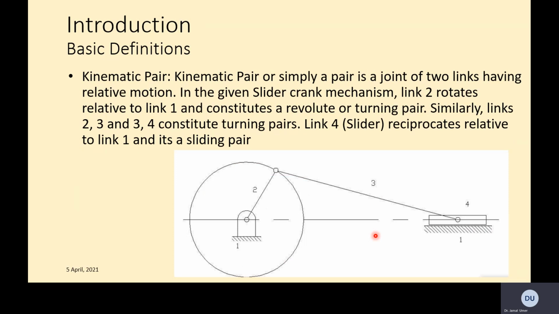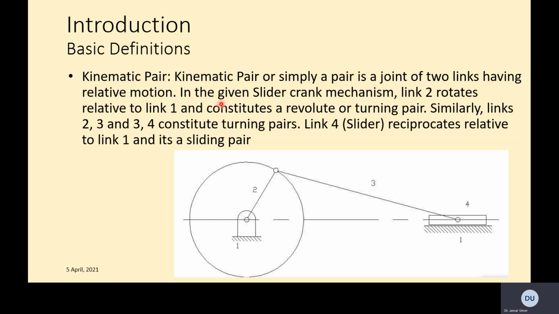So what is a kinematic pair? Kinematic pair, or simply pair, is quite a common word which is used in mechanics of machines or theory of machines. Most of the textbooks just write it as a pair. It is a joint of two links having a relative motion.